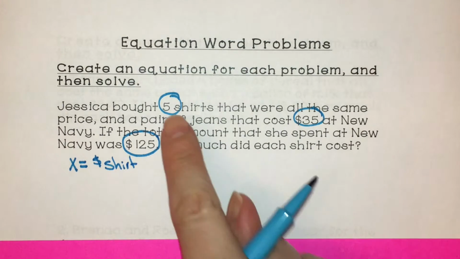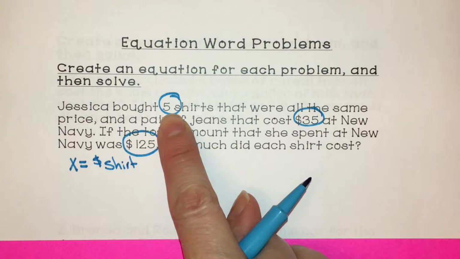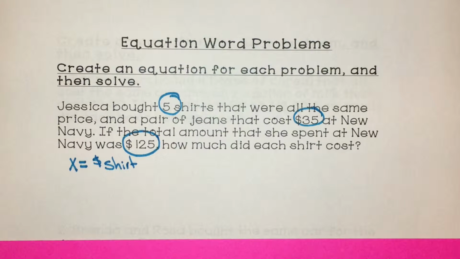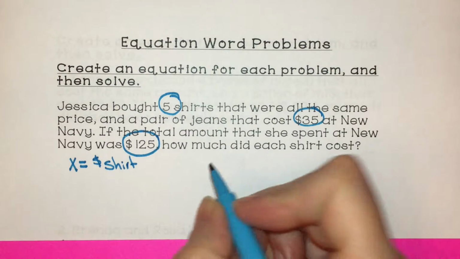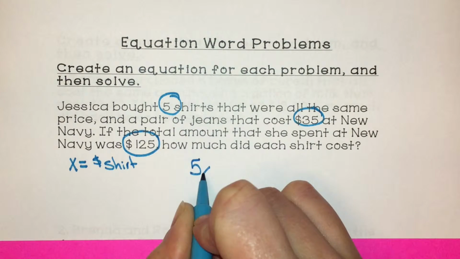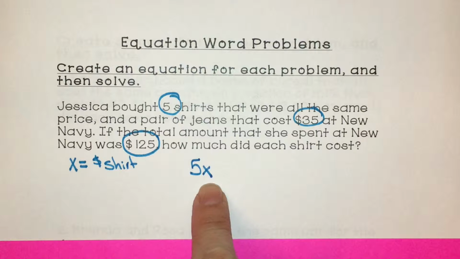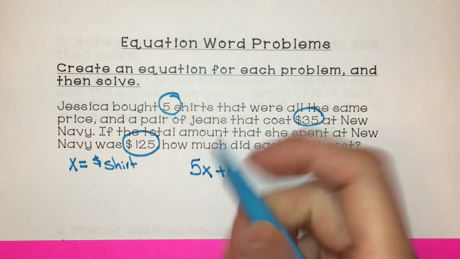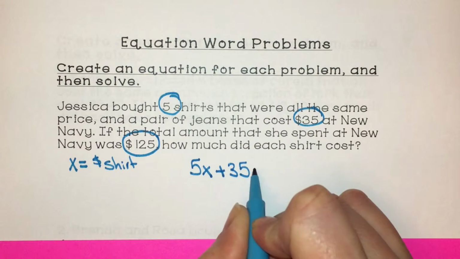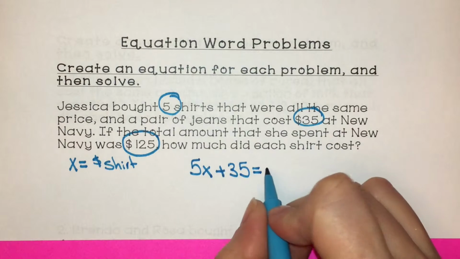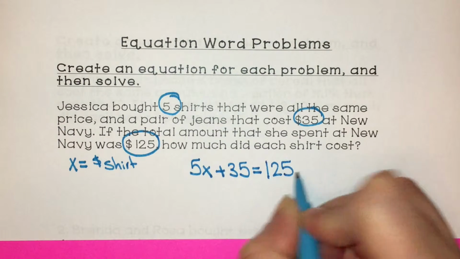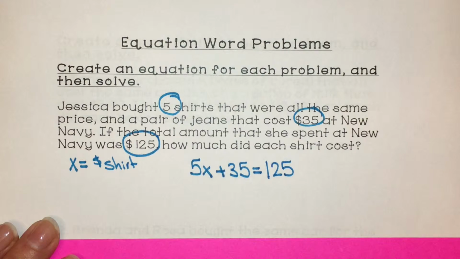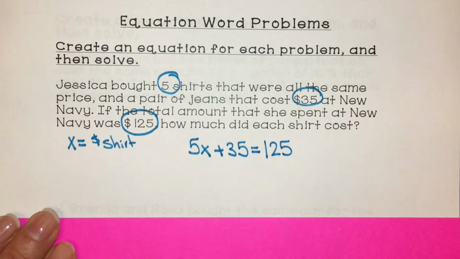Okay, so I know that 5 shirts were bought, and if they were all the same price, it would be 5 times however much they cost per shirt, and that would give us the total amount. So I'm going to multiply 5 times X, 5 shirts times the price of each shirt, plus she also bought jeans that cost $35, and it came to a total of $125.